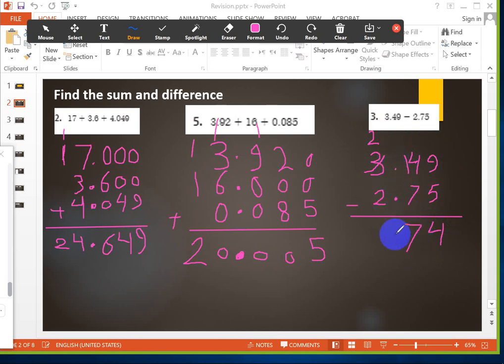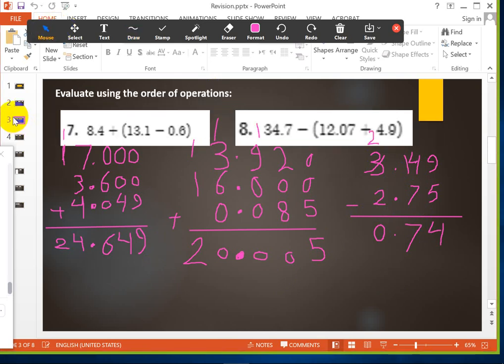I will take the decimal point and put it right here. Now 2 minus 2 equals 0. So the number will become 0.74. I think addition and subtraction will be very easy for you because we will use the same strategy. Now let's move to the next one.